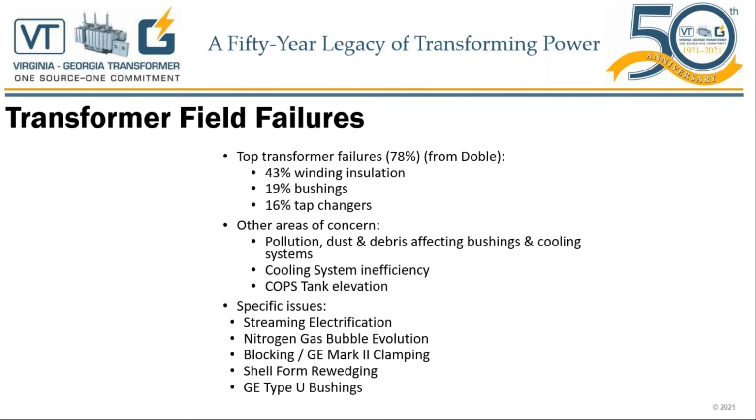43% of failure causes relate to winding insulation. Almost 20% are bushings and 16% tap changers. So this is a critical number here, 43% winding insulation. If anyone asks, is it due to mechanical, thermal, dielectric, well, it could be all of the above or one.